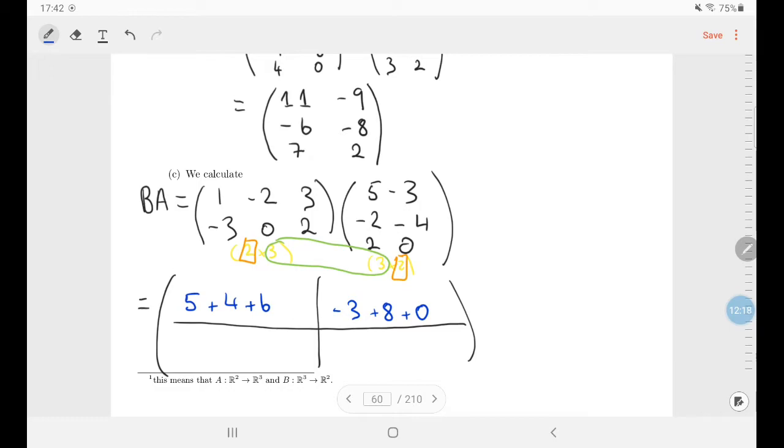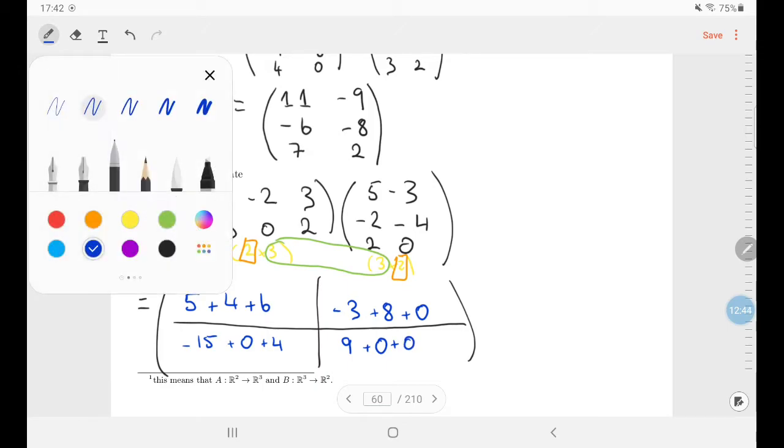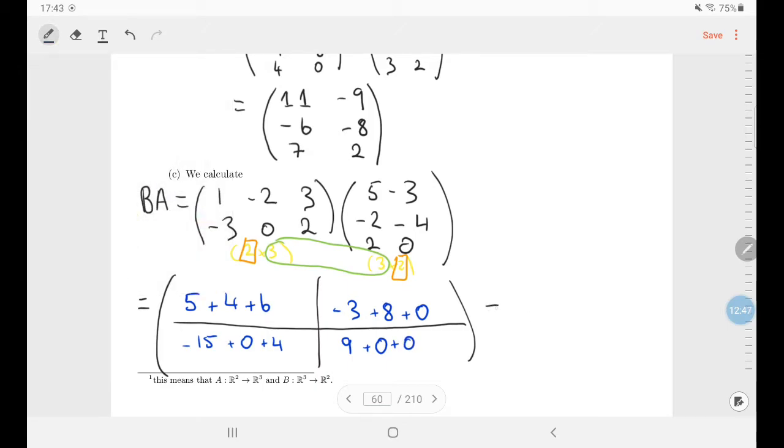Now that's row 2, column 1. So I'm going to do row 2 of B by column 1 of A. So minus 3 by 5 is minus 15, plus 0 by minus 2 is 0, plus 2 by 2 is 4. And then the bottom right is second row, second column. So multiply second row by second column. Minus 3 by minus 3 is plus 9. 0 by minus 4 is plus 0. Plus 2 by 0 is 0 as well. And therefore we get 15. Minus 3 plus 8 is 5. Minus 15 plus 4 is minus 11 and 9.